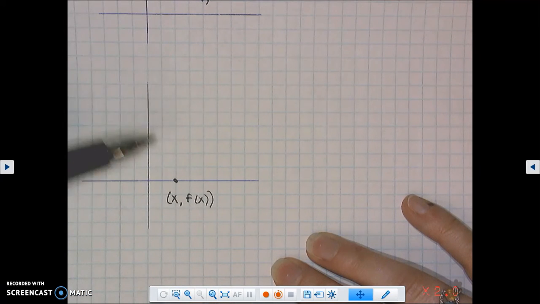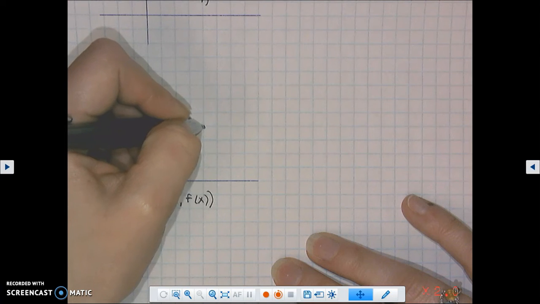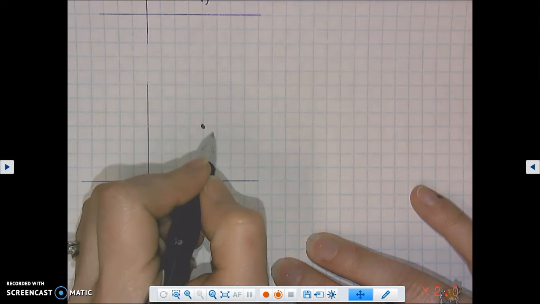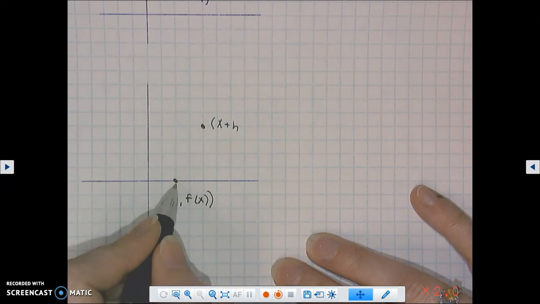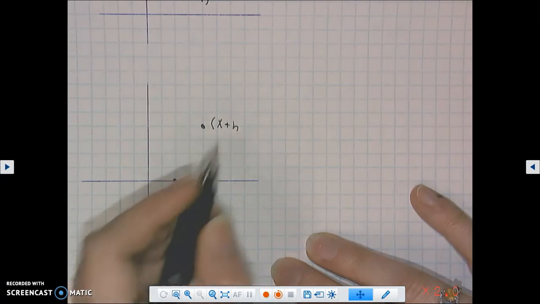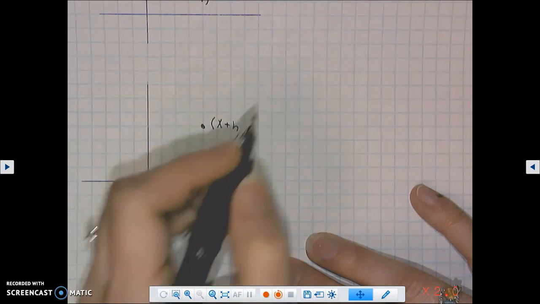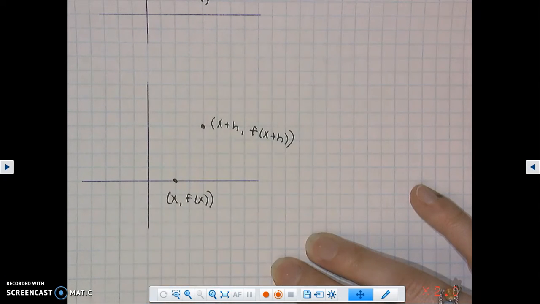And we're going to move that point somewhere here. This distance here is h. That means the coordinates of this point would now be x plus h, because we want this x distance, h more spaces this way, and then our y coordinate would be what we get if we plug x plus h into the function.